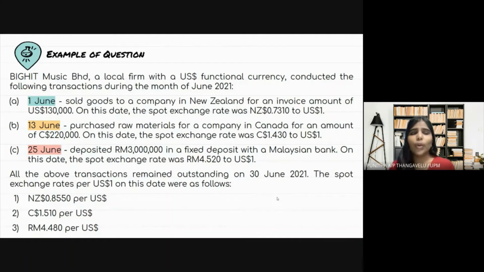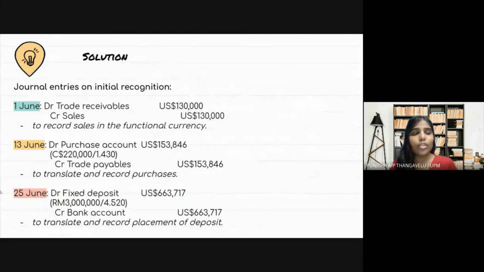In this question, we have to take note that Big Eat Music Berhad's functional currency is US dollar. So all the transactions need to be stated in US dollar in the financial statements. So let us look into the journal entries. On 1st June, the debit is trade receivable and credit is sales amounting to US dollar 130k. It is to record the sales in functional currency.